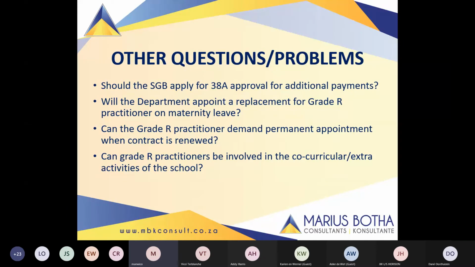Will the department appoint a replacement for a Grade R practitioner on maternity? Yes, I've already said that, but there's a link to this. What happens if you go on maternity leave for November and December, and your contract expires on 31 December? Are you still going to be entitled to payment for January and February because your contract is not in place anymore? And that is a gray area. And we believe you would not qualify for maternity leave benefits because you're not in service of the SGB anymore.